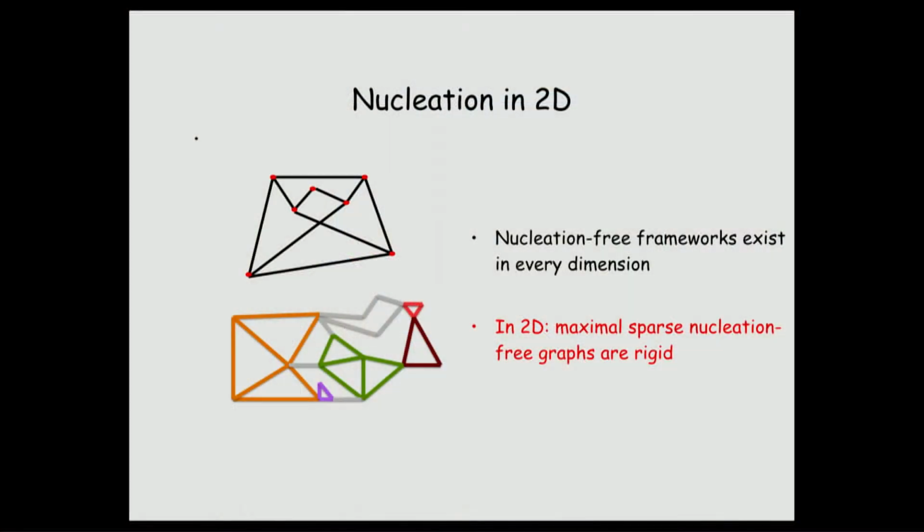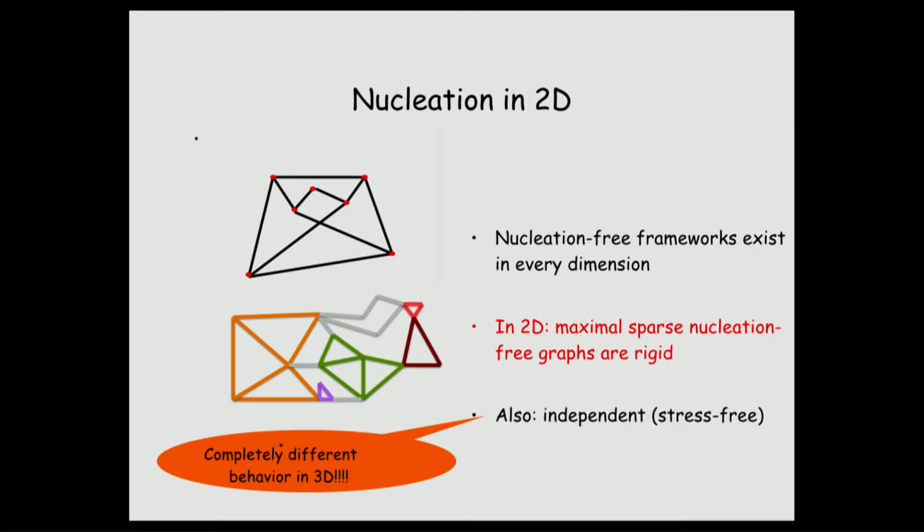Yes, because if you are able to detect the nuclei, you can replace them with smaller structures and solve an easier problem. But in the end, you'll get to some frameworks that are nucleation-free. And for those, how do you characterize those? How do you handle the rigidity? How do you characterize their rigidity?